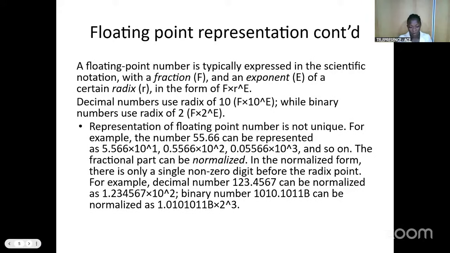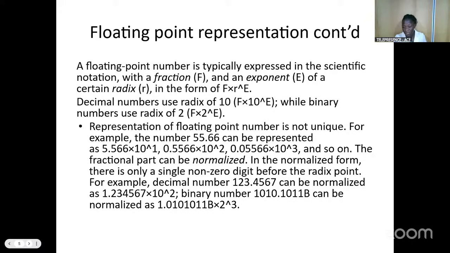That is, the number before the decimal point is 55. So using 0 to replicate that, putting 0 at the front, when we have 0.5566 multiplied by 10 raised to the power of 2, it means that 10 raised to the power of 2 is 100, and 100 multiplied by 0.5566, you still have your 55.66.